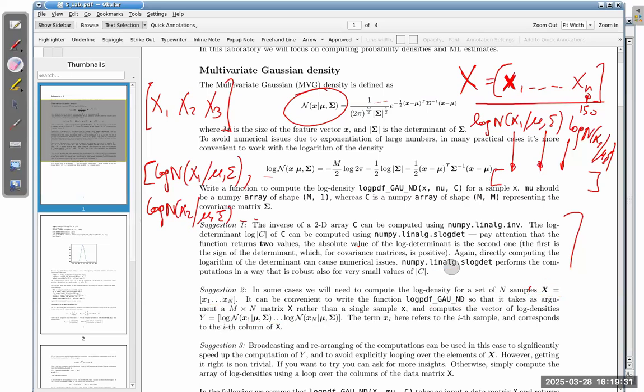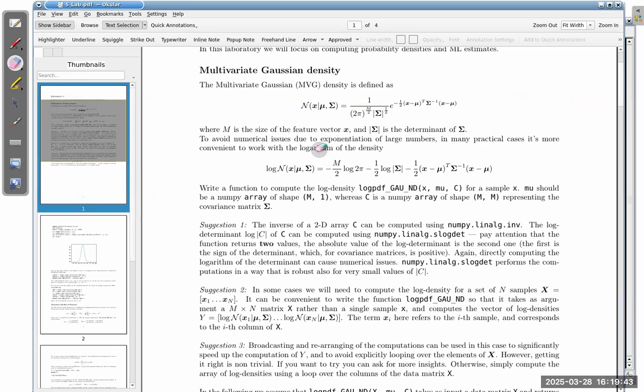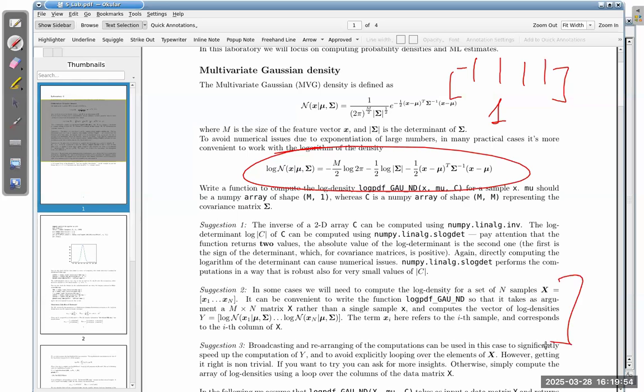Now, how do we do this? Pay attention, because how you do this will influence heavily your computations. A very naive way would be to take the function that computes this expression for one sample and then write a for loop that repeats it for all the columns of the data matrix. With the naive solution, you incur the risk of computing the inverse of sigma and the log determinant of sigma several times.